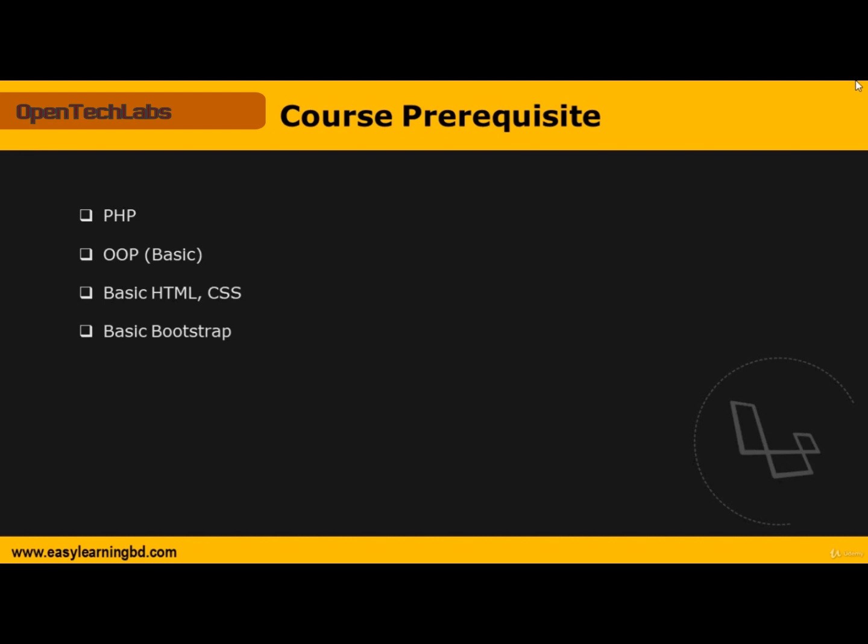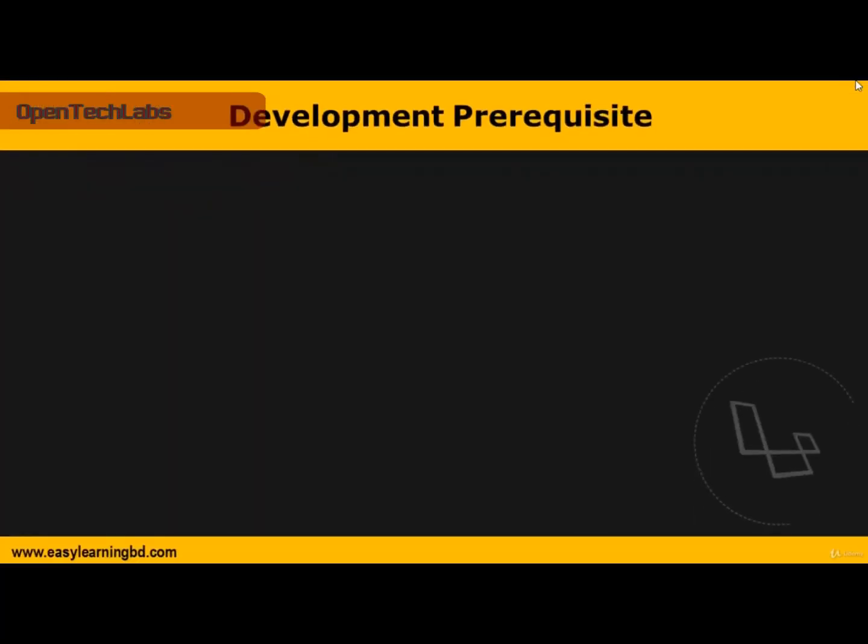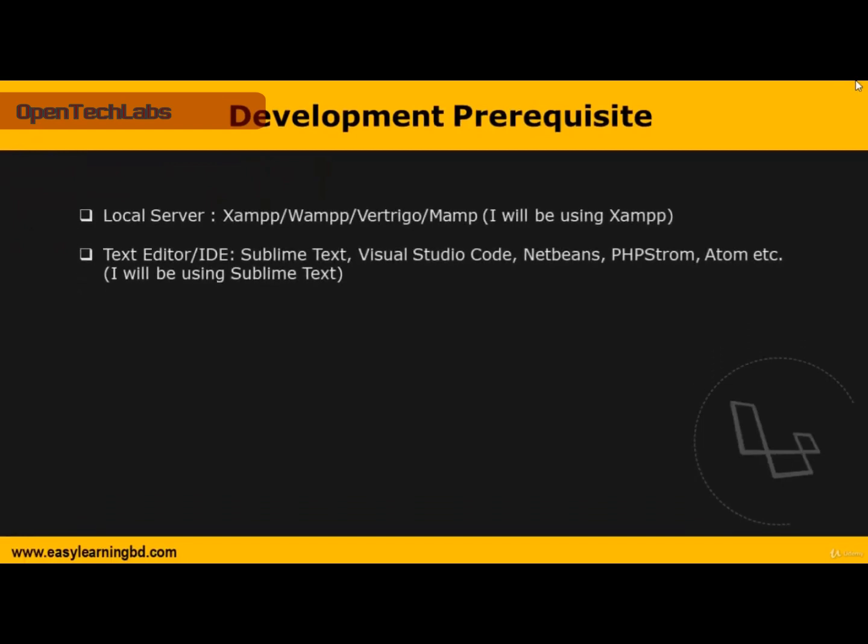For the course prerequisite, I will create this project with PHP. So you will need one localhost server. For the localhost server, you can use XAMPP, WAMP, Vertrigo, MAMP, whatever you like. But I will be using XAMPP all over the project.